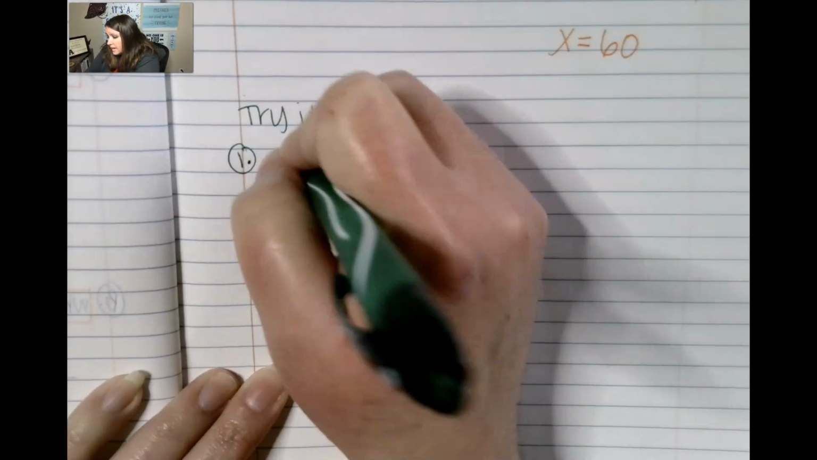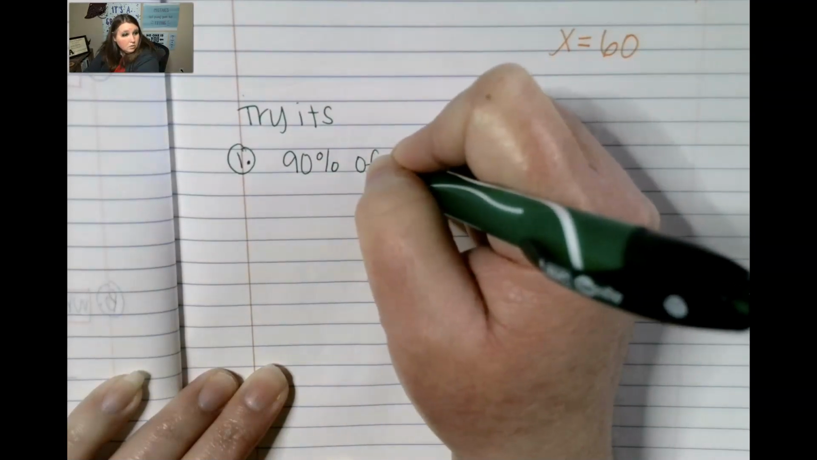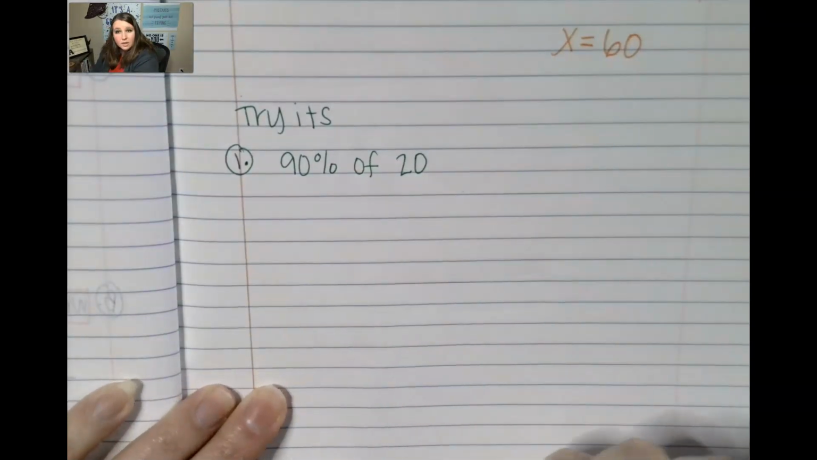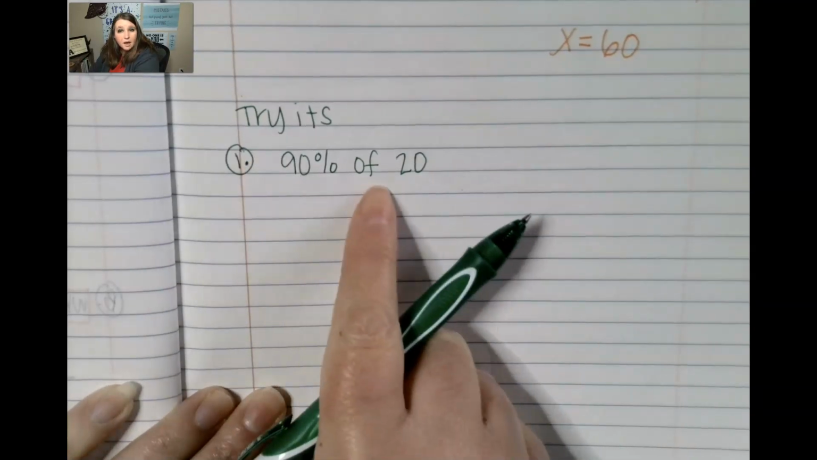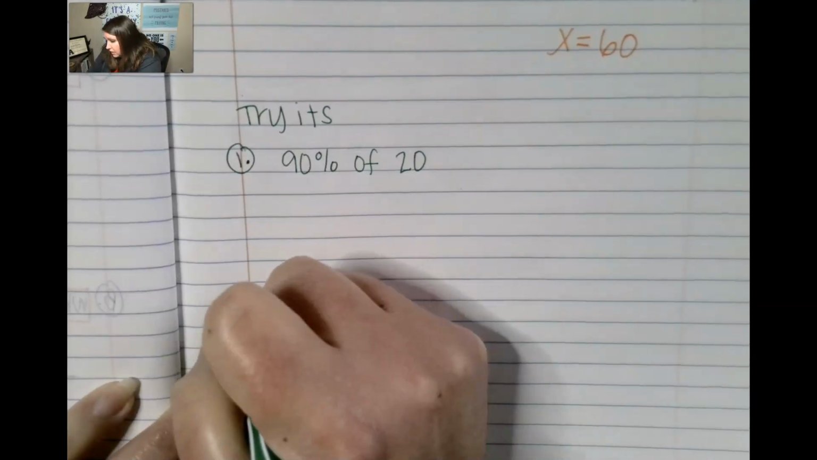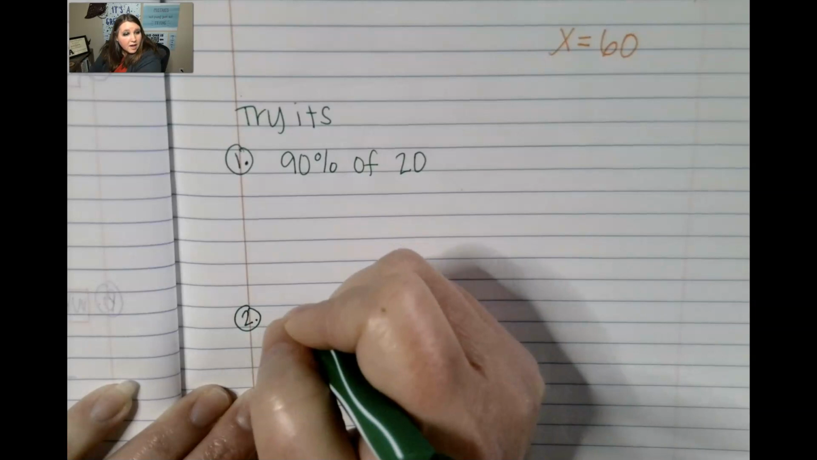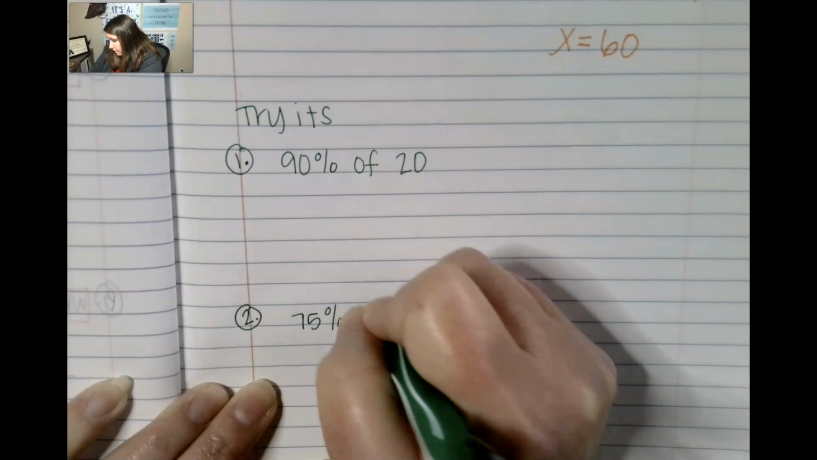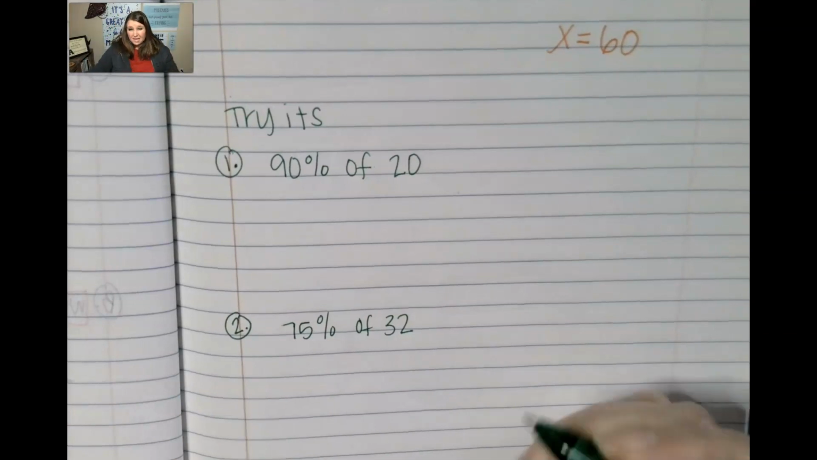Try-it number 1 says 90% of 20. So here you're going to have to ask yourself, what is 90% of 20? So add in the question, what is? Number 2, the second problem that I want you to solve asks 75% of 32. Okay, so again, you're going to need to add the is part in there.